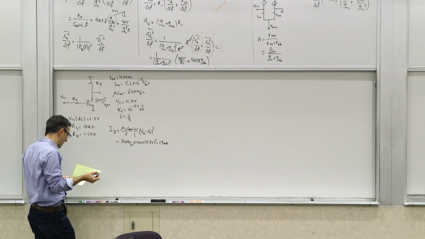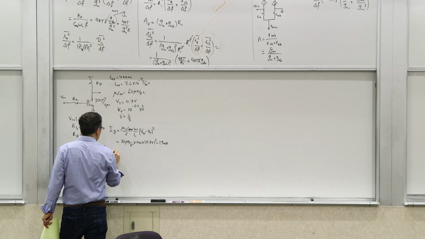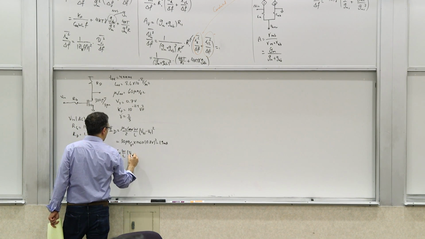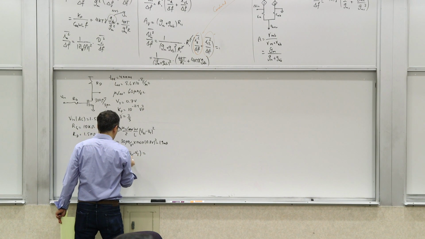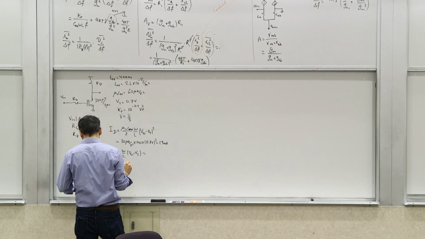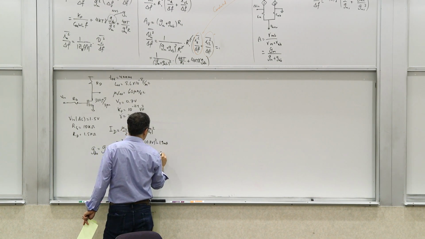Okay, I mean, these are some numbers, right? And that would correspond to a GM. You can calculate the GM, which is mu n Cox W over L (VGS minus VT), which is the GD0 as well. So the GD0, not being in velocity saturation, is equal to that. It's 4.8 millisiemens.